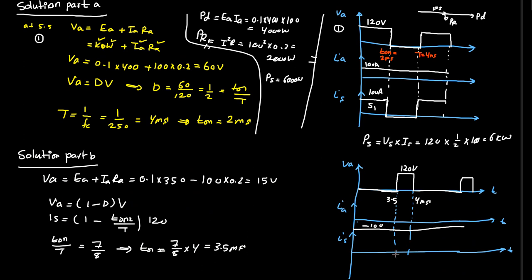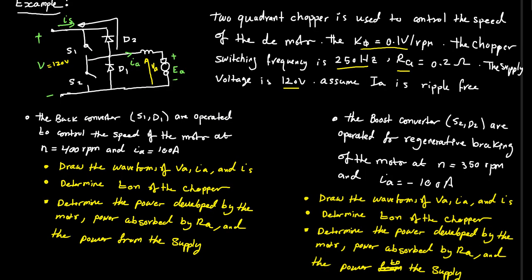So simply it will be minus 100 here. So this value is minus 100, which only flows to the supply when the switch is off. So here, from here to here, S2 is on. Here D2 is conducting. Here D2 is conducting.